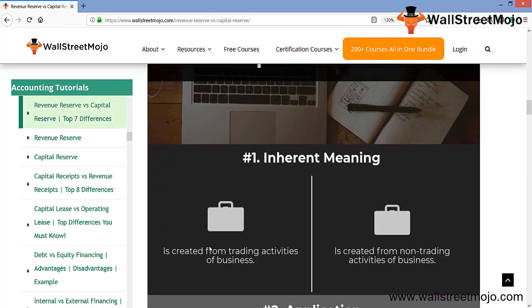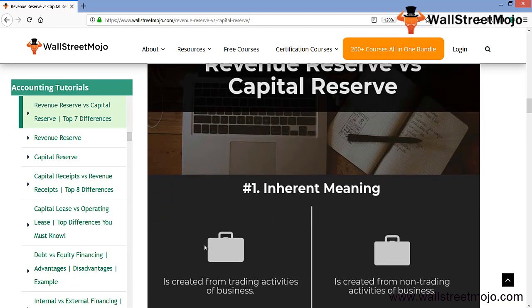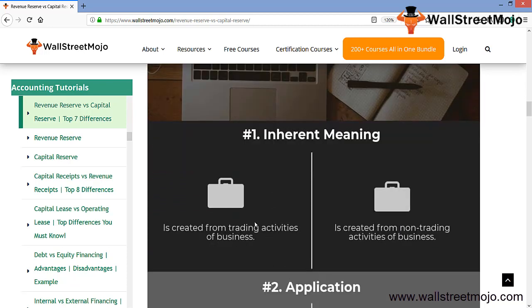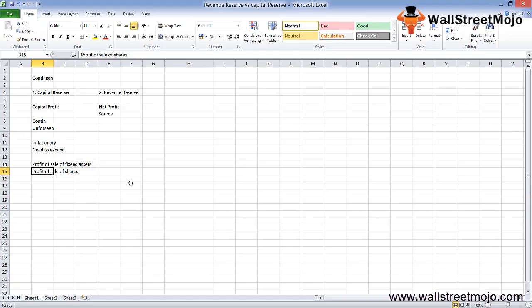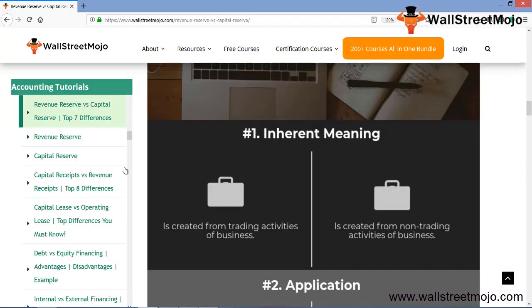As we have learned, in the first case, revenue reserve is created from the trading activities of the business. Trading means your operating activities. All those activities which are operating in nature are your trading activities. Let's say you are in the business of making medicines. All those incomes or expenses which are related to the medicine, let it be any segment of the business, are trading activity.